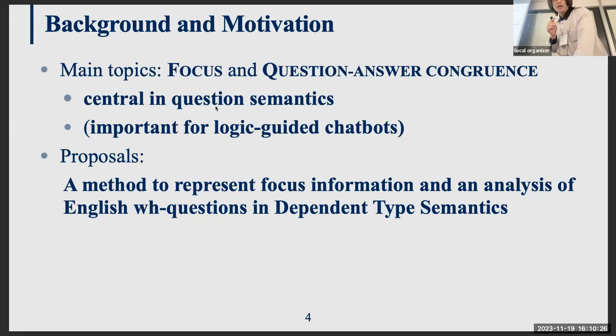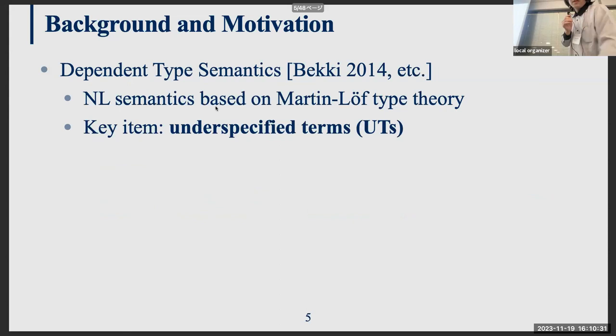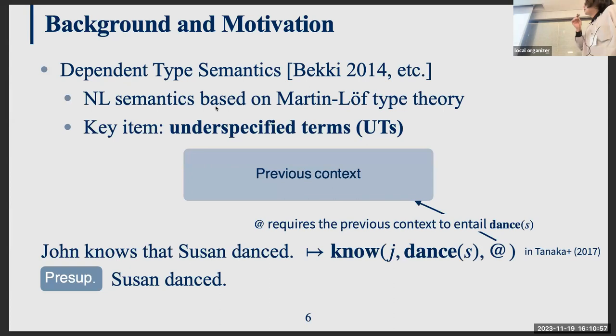Okay, next, I'll explain DTS. Dependent type semantics is a framework of natural language semantics based on dependent type theory. The key item is underspecified terms, which in the presentation Matsuoka-san called underspecified types. Underspecified terms are an older version of underspecified types. Here, this shows how underspecified terms work.